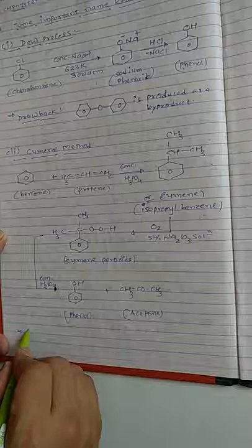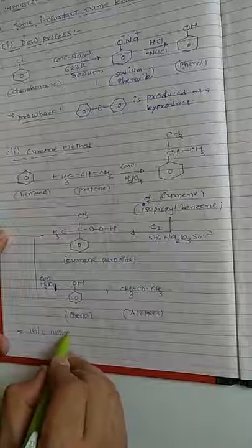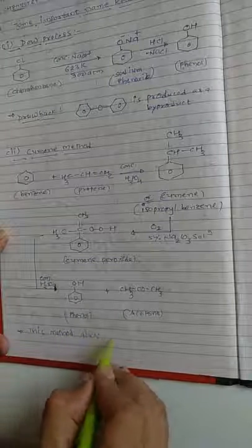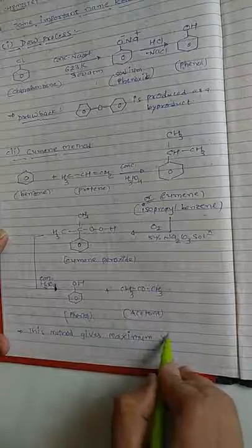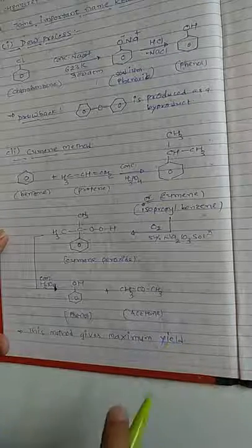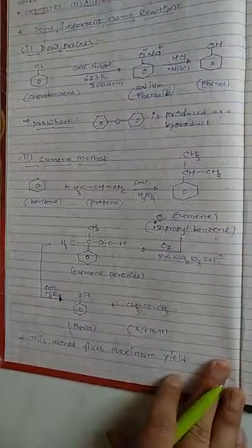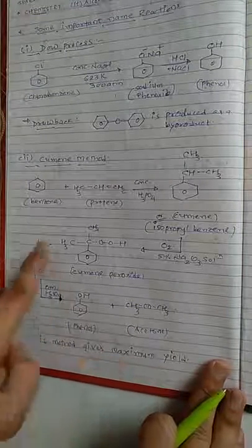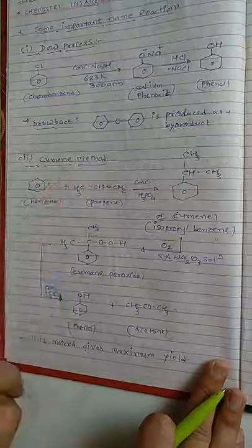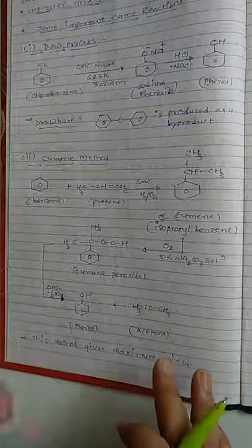I will mention the point over here. This method gives maximum yield in the sense of product. So that's why, suppose a question is asked in examination that write a method of preparation of phenol which gives maximum yield, you have to follow the cumene method or cumene reaction. So here we have discussed mainly two points.